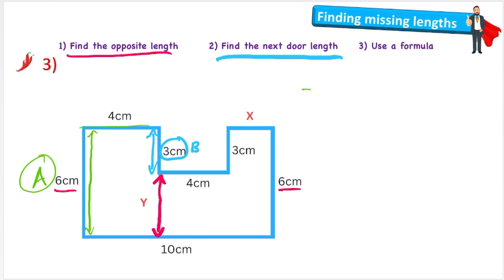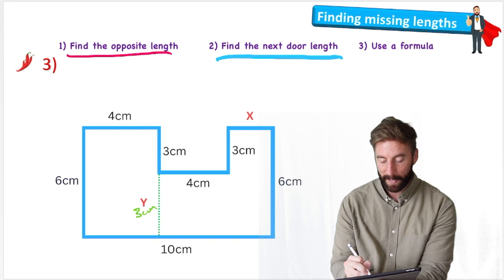Therefore, y is equal to A subtract B, and now we can put those values in. A is 6 centimeters and B is 3. So y equals 6 minus 3, which is 3. So my y value here is actually 3 centimeters. Okay, now I want to find x.